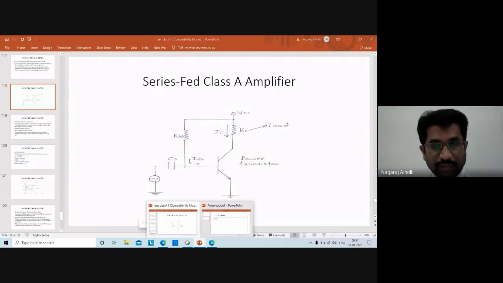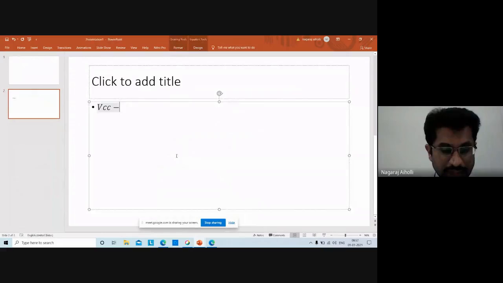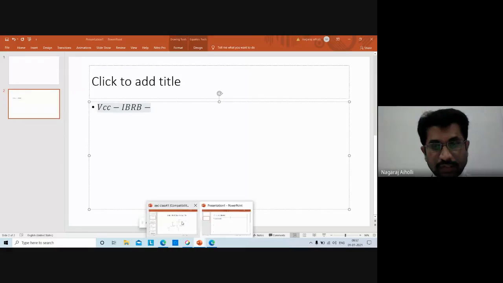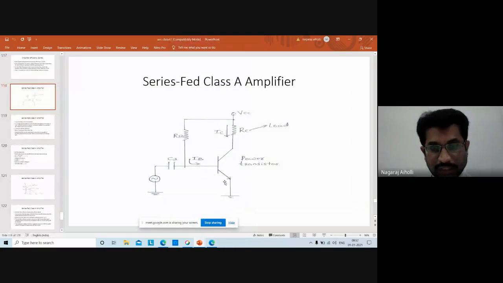Minus IBRB. VCC minus IBRB. What about the base to emitter voltage? VBE is positive here and negative here: current entering is positive, current leaving is negative. From positive to negative is a decrease in energy, therefore it is taken as negative. From negative to positive is an increase in energy, so it is taken as positive.